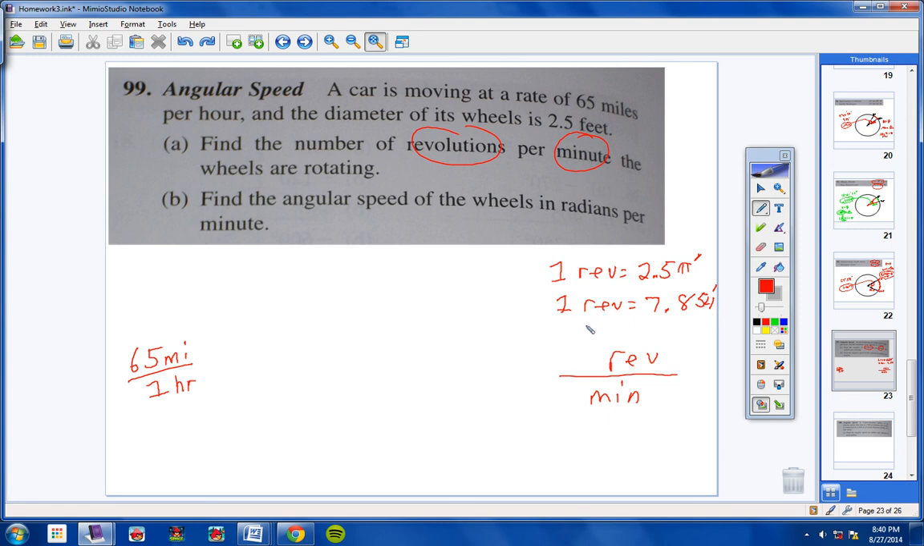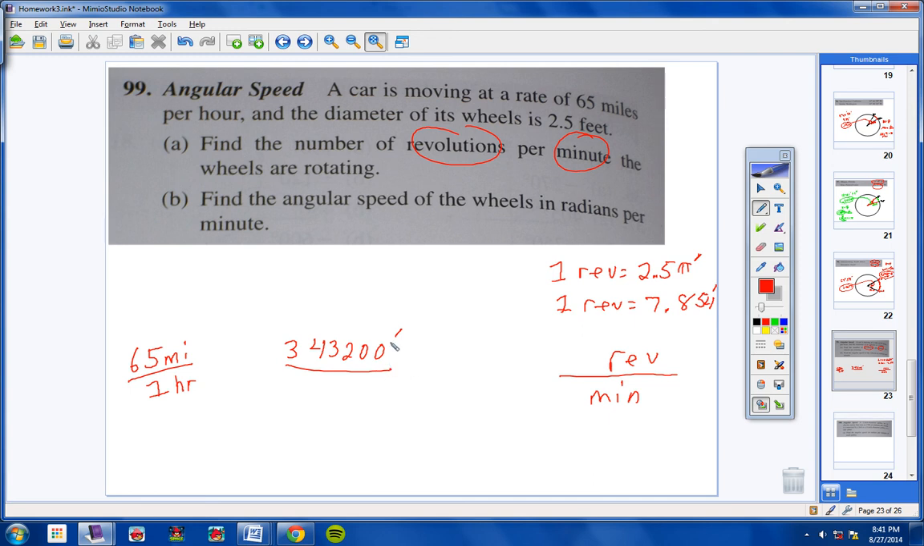1 revolution is 7.854 feet. So I'm going to take my miles, 65 miles, and I'm going to multiply it by 5,280. And when I do that, I now have this many feet right here. 343,200. Okay, now let's not worry about the denominator right now. We'll fill all this in later. Don't worry about that. Okay, all right. So 65 miles is 343,200 feet.